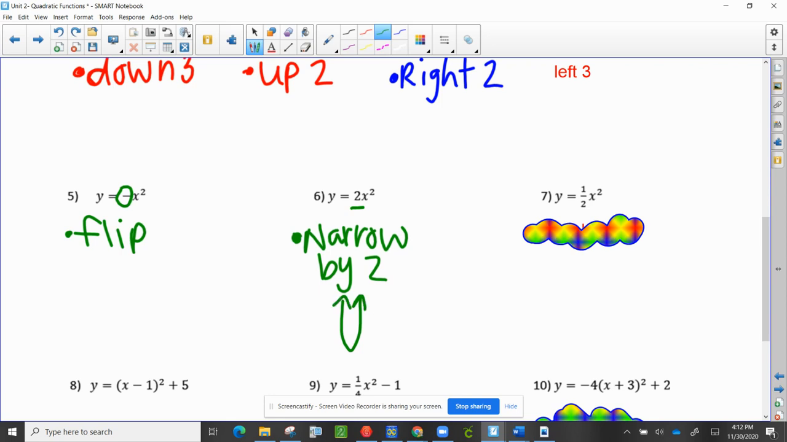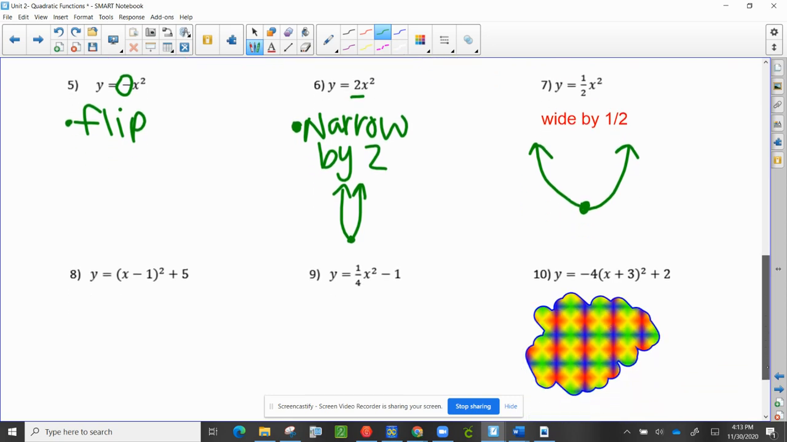So what would number 7 be if we have y equals 1/2 x squared? Hopefully you remember that a half makes the graph wider. So in this case, if we had a parabola that was wider by a half, it would still have its vertex. The graph would just go out a little further on each side. So that's the difference between something that's narrow and something that's wide. Okay. All right, let's put it all together in the last row.